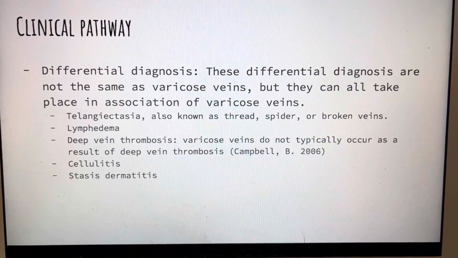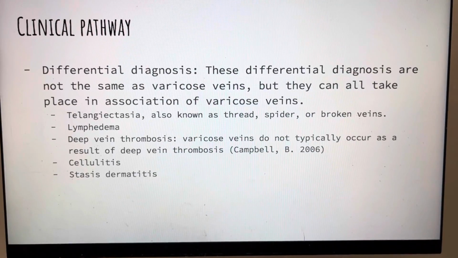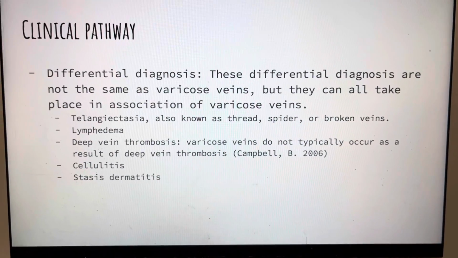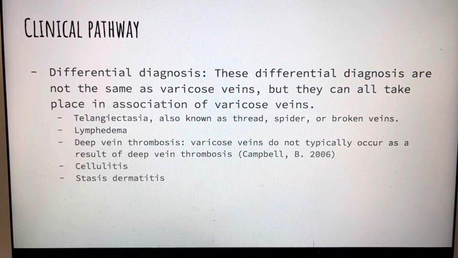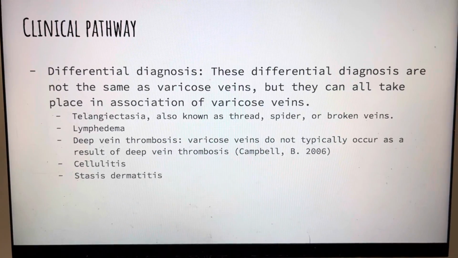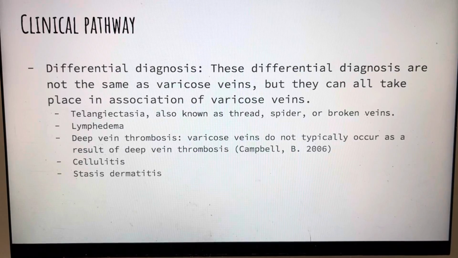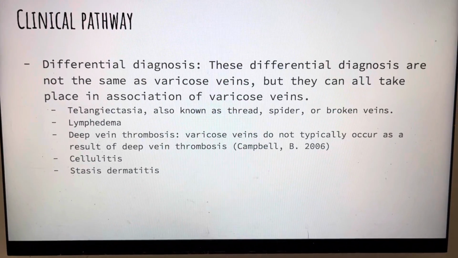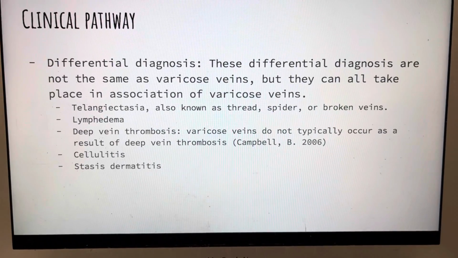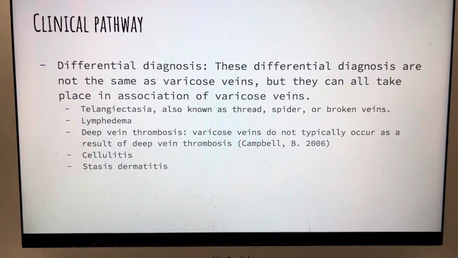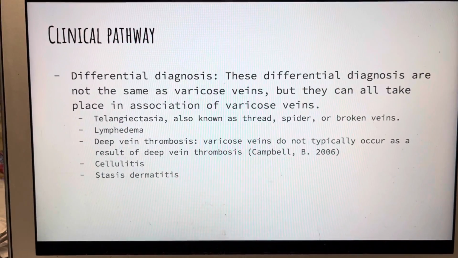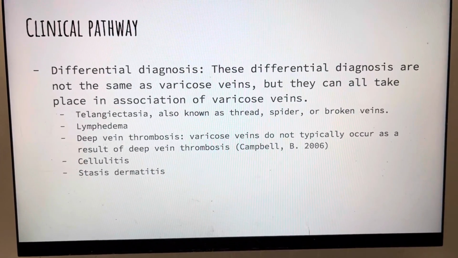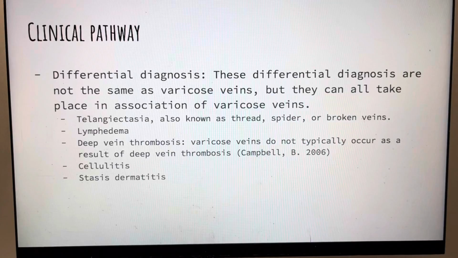The clinical pathway of the differential diagnosis. These differential diagnoses are not the same as varicose veins. Sometimes they are mistaken as it, but they can all take place in association with varicose veins. So, telangiectasia, also known as thread, spider, or broken veins. That's probably the most common one to get confused with varicose veins, the spider veins. That's what most people think of when they hear it.